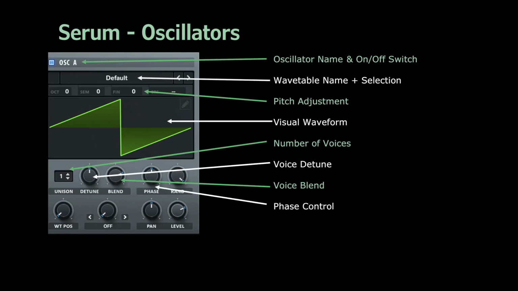Your phase control is found here. As we said before, this determines where it will start to read the waveform. And here you can find your wavetable position. So again, a wavetable is essentially something that we can shift through to change the characteristics of our sound. The way to think of it is kind of like a 3D sound wave, and I will show an example of this on Serum very shortly.